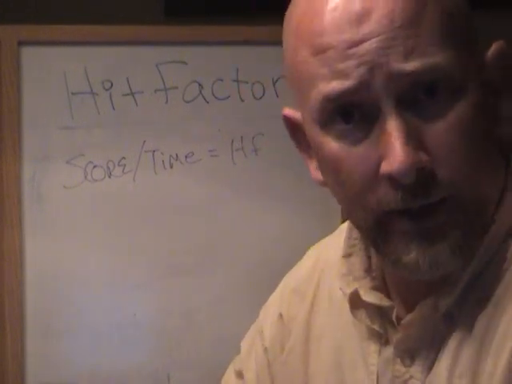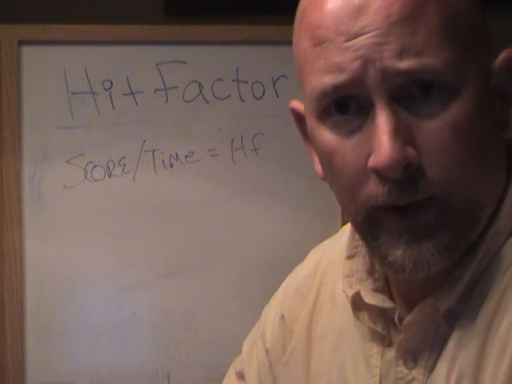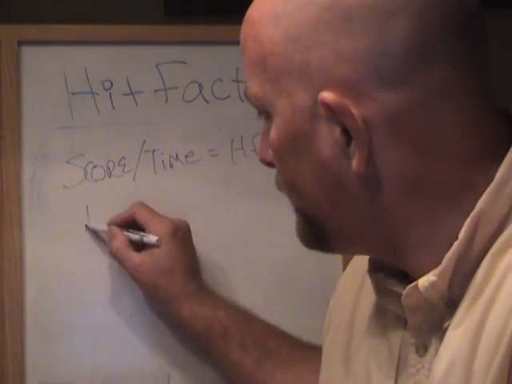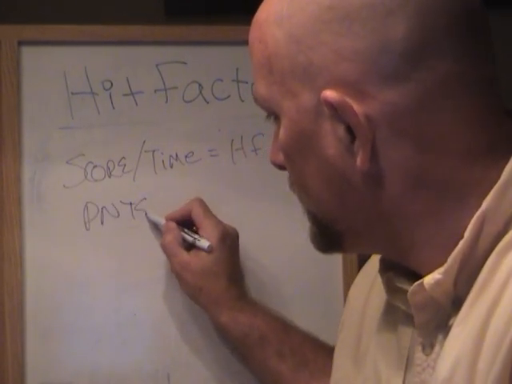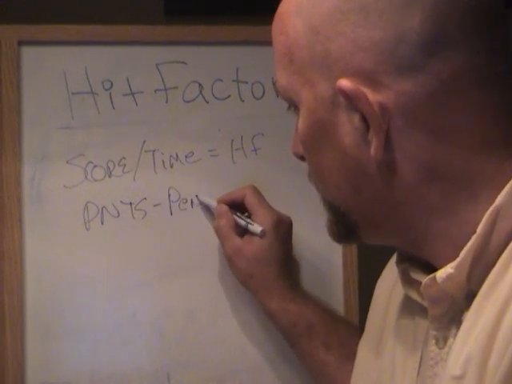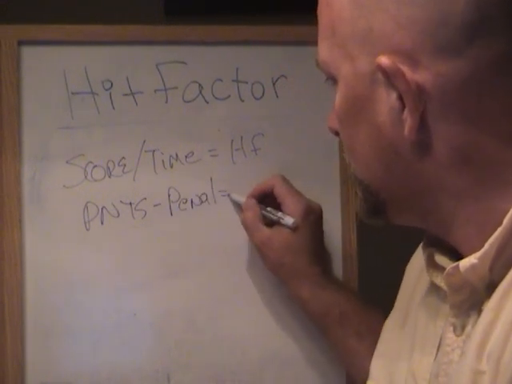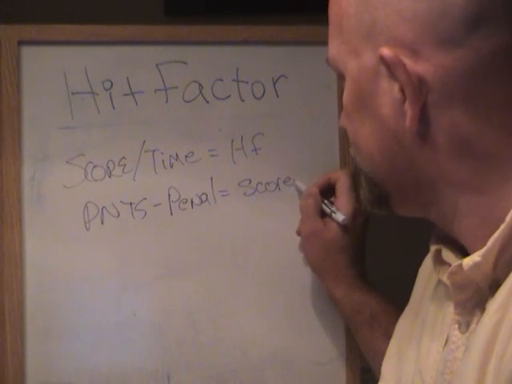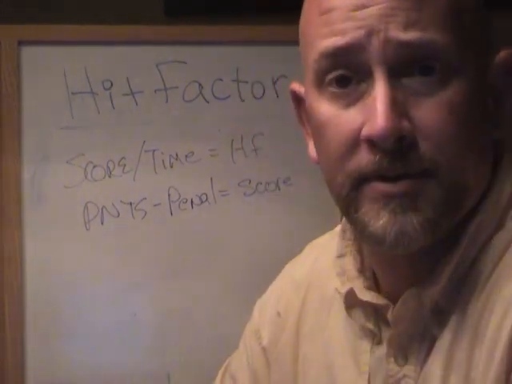I understand time. You understand time. How do we come up with a score? Well, score is based on the points you earn less any penalties that you incur for not doing things right. That equals your score. How do you come up with a score?